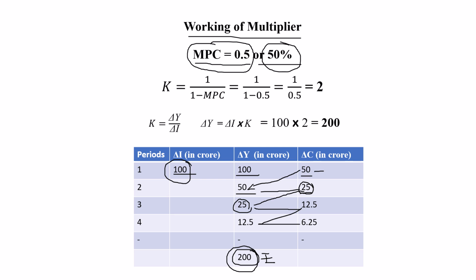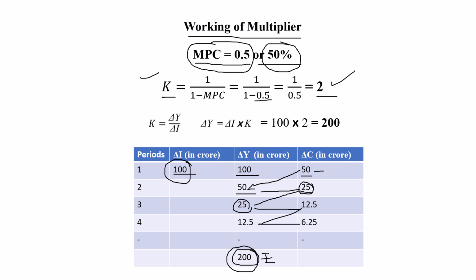With the equations we can calculate. We assumed MPC is 0.5. So from the multiplier equation we can see K equals 1 upon 1 minus MPC, which equals 1 upon 1 minus 0.5. This 0.5 is our MPC, and 1 minus 0.5 is 0.5. So finally 1 upon 0.5 gives us 2. This is the multiplier. 2 is the multiplier.